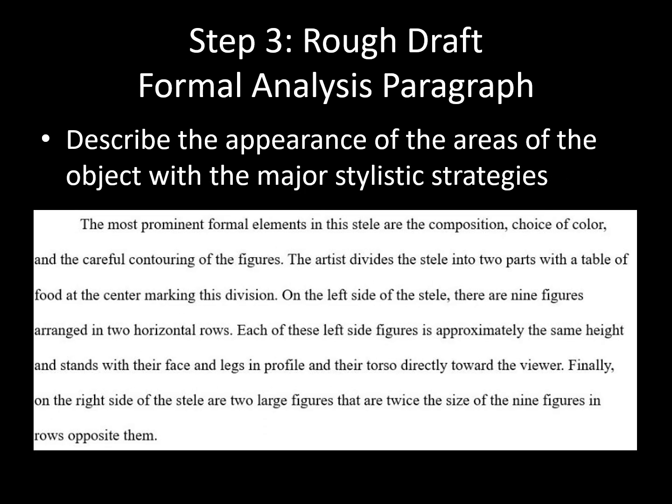The first paragraph is going to describe the appearance of the areas of the object that have those major stylistic strategies. So here, if you notice, the student describes very explicitly that the artist divides the stele into 2 parts with a table of food at the center marking this division. And then on the left side, there are 9 figures arranged in 2 horizontal rows.